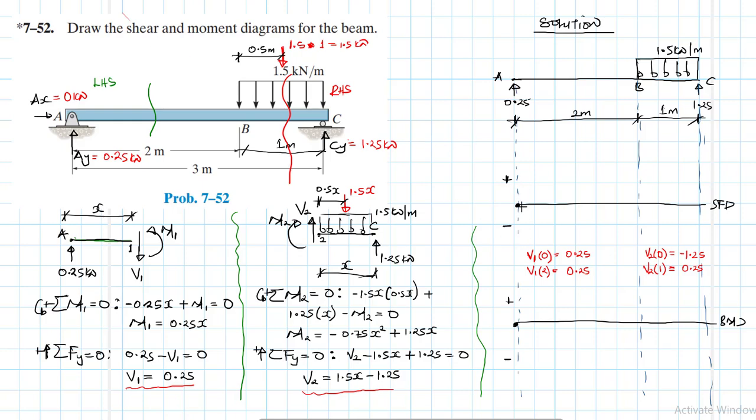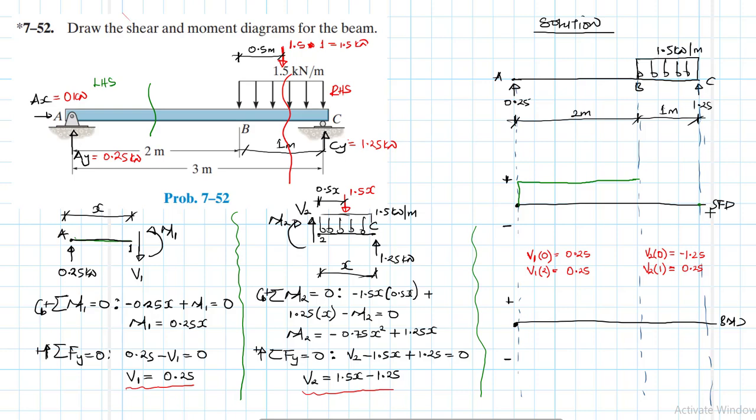So at A, we expect a constant shear of value 0.25 up to just the left of B. Immediately we go to the right of B, but we are starting from C, because that is how we are doing the sectioning. We start from C for the other interval. So for this one, V1 of 0 is 0.25, and V1 of 2 is 0.25, constant up to the left of B.